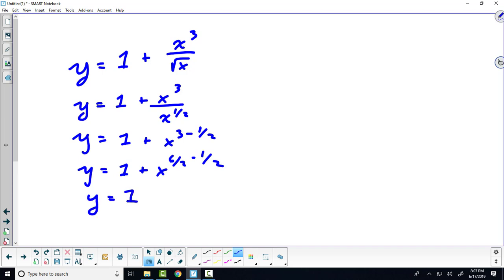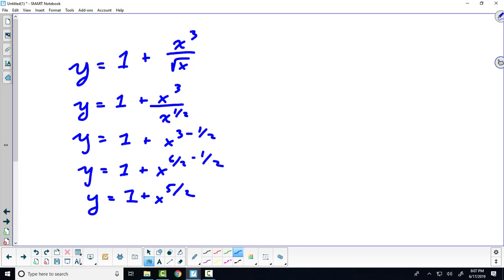How do you combine fractions through addition and subtraction? You combine their numerators. What does that leave me with? X to the 5/2. Okay, folks, if you struggle with that, you need to do some practicing of your properties of exponents. Okay? I am more than happy to help you with that. Okay? But you got to get it fixed as soon as possible.